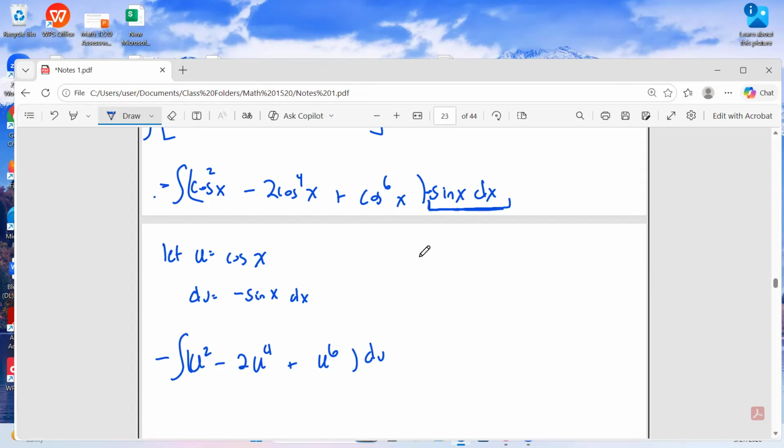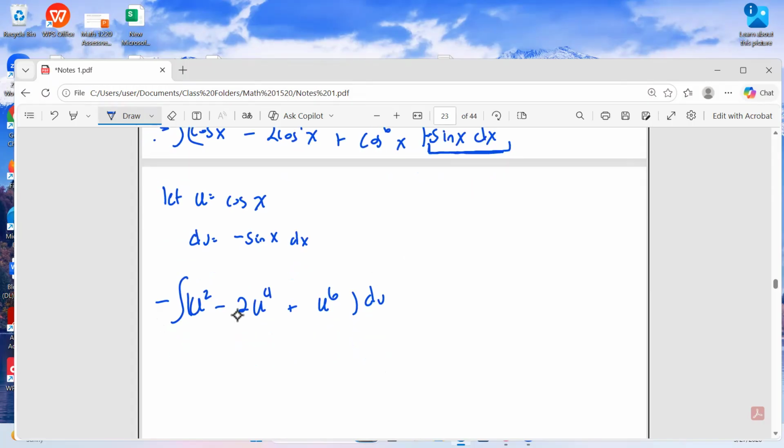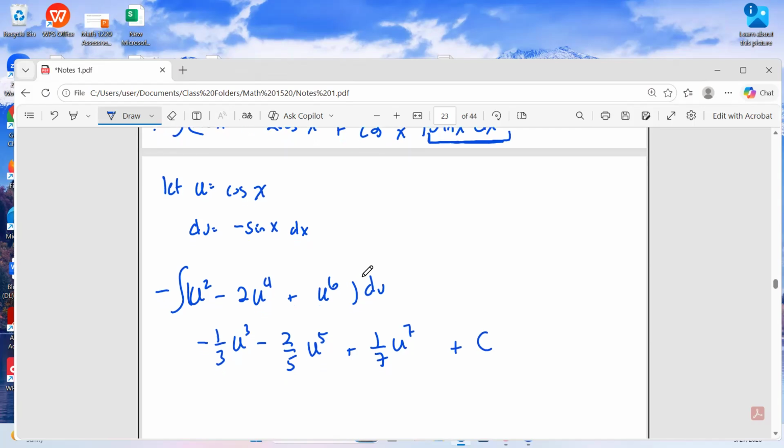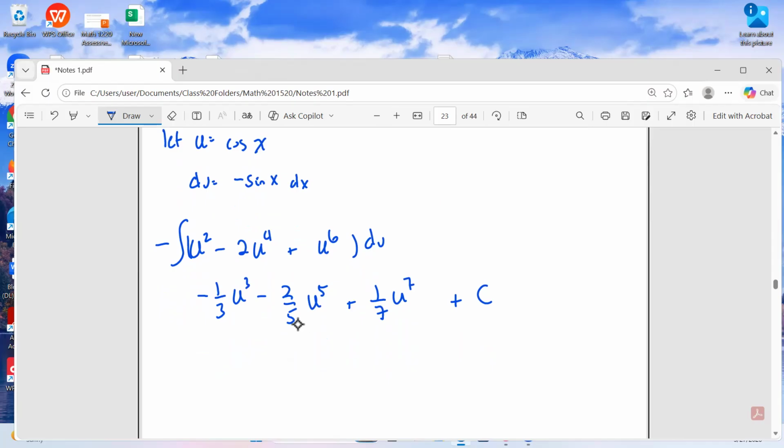And now I think we're set to integrate. And this is just a power rule. We're pretty good at this. So that's going to be -1/3 u cubed minus 2/5 u to the fifth plus 1/7 u to the seventh plus c. Okay, don't forget your plus c's. And then we can go back in and say, this is going to be a plus, and then this piece is going to be a minus because we have minus times this. So let's change that to a minus.